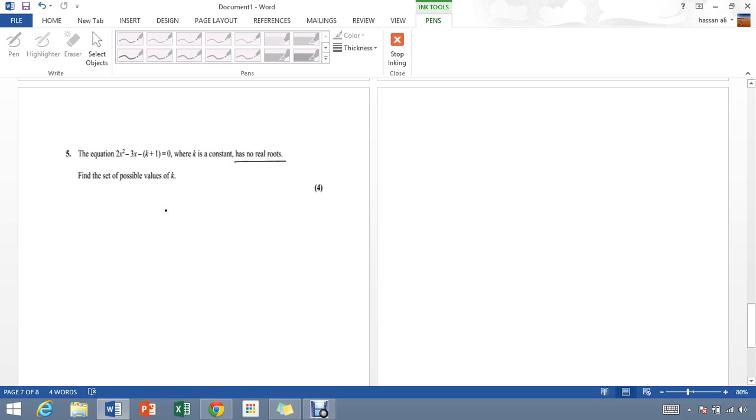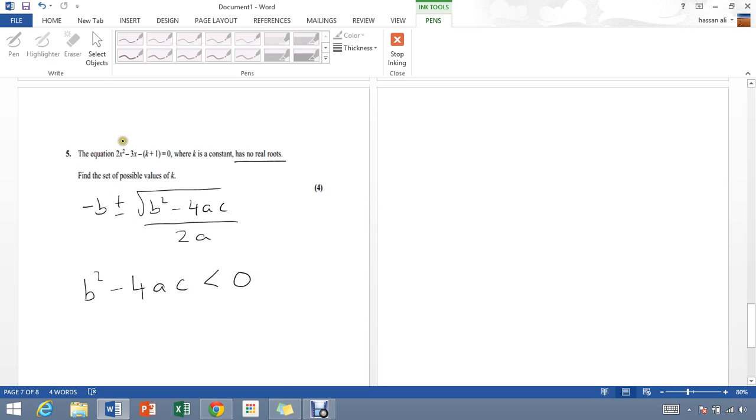Now, if you recall the formula for solving quadratics, it was minus b plus or minus the square root of b squared minus 4ac, all over 2a. Now remember we can't square root a negative number, so for this equation to have no real roots, no solution, this bit here has to be less than 0. So b squared minus 4ac has to be negative. Okay, so this bit has to be less than 0.